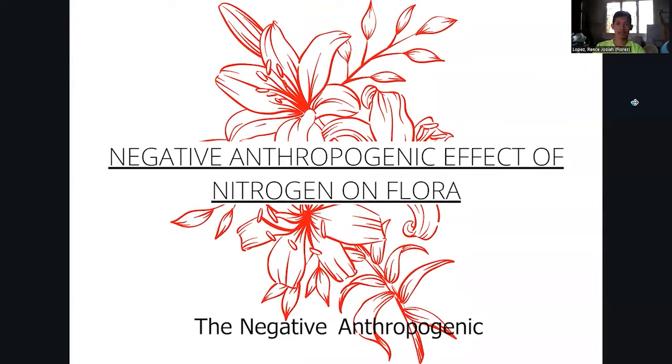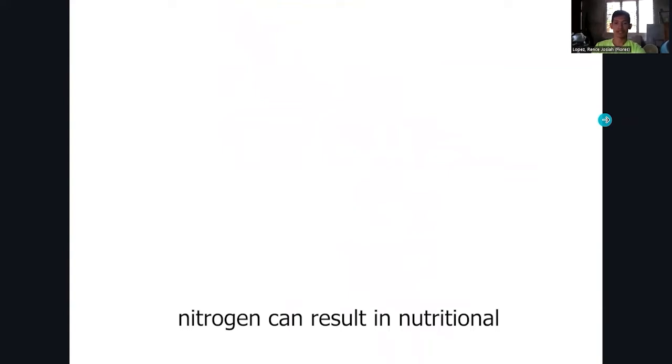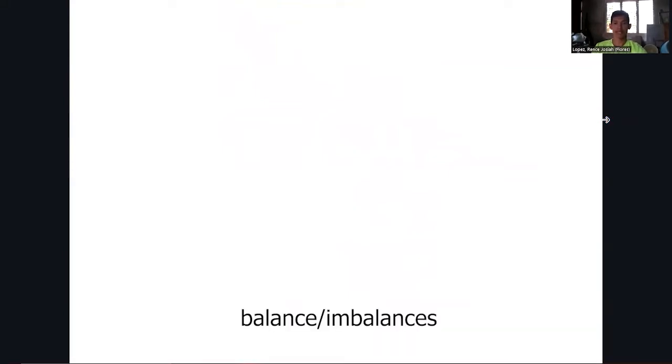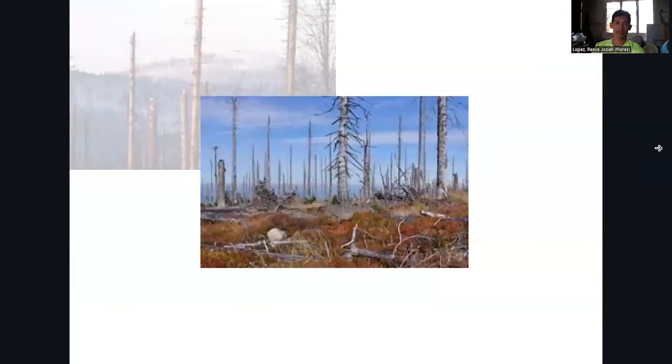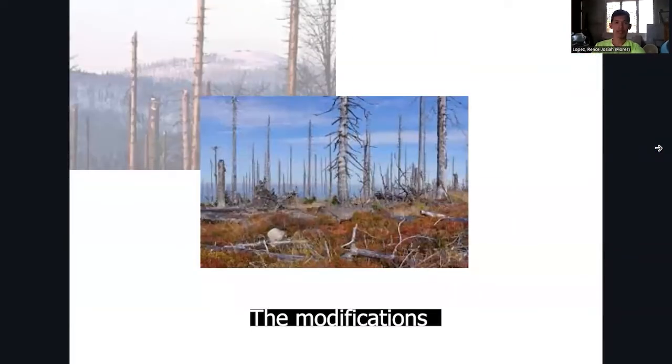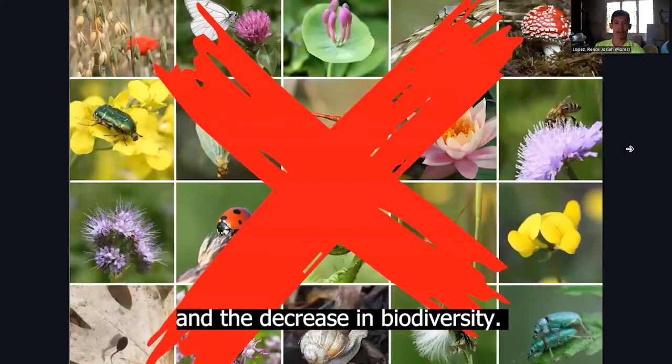Hi, in this part, we'll be discussing the negative anthropogenic effect of nitrogen on flora. In terrestrial ecosystems, nitrogen can result in nutritional imbalances in different types of plants. Like this image, and the modification to the health of the forest, and the decrease in biodiversity.